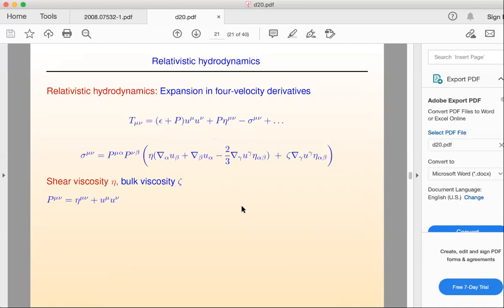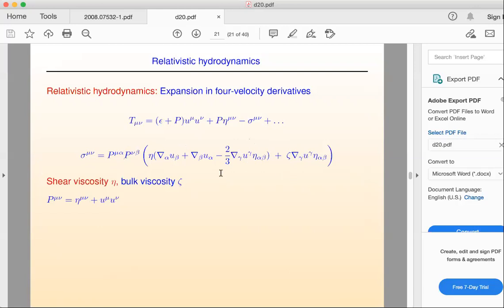And since the fluctuations are of such long wavelengths, we can expand the higher order terms, which give you the viscosities, for instance, in derivatives. So the leading order correction to this ideal fluid behavior is given by this term sigma, which is written here. P is just some projection operator. And here we have the transversal part, which defines a transport coefficient, the so-called shear viscosity. And then this term with the trace part here is the bulk viscosity.